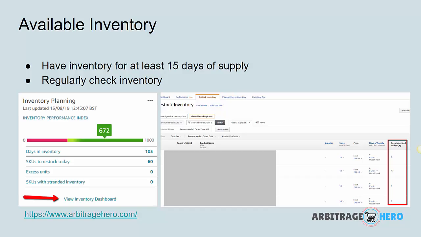Next factor is available inventory. Amazon wants you to have enough supply, and it is a good practice to have a supply to cover at least 15 or 30 days of demand. I would recommend you to regularly check inventory dashboard to see Amazon's recommendations regarding restocking your inventory. On this screenshot on the right hand side, I have highlighted with the red square recommendations for order quantity that Amazon thinks I need to send to replenish my inventory.